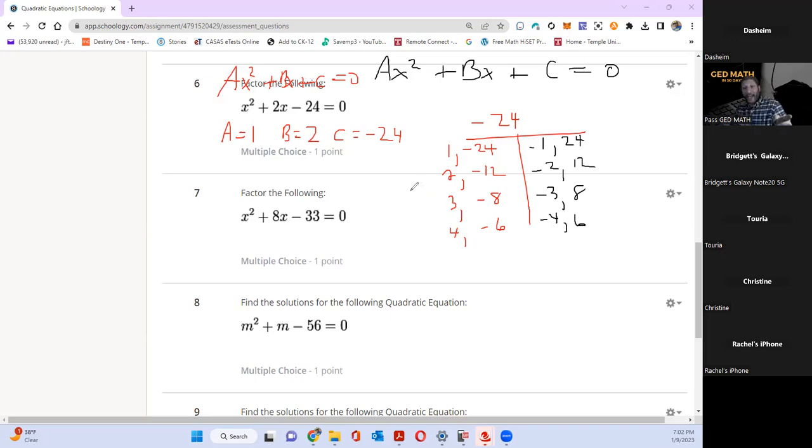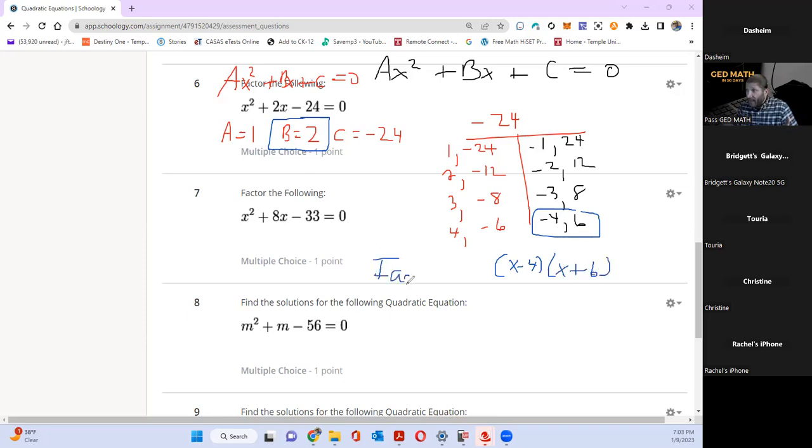Identify a, b, and c. If a is 1, find the factor pairs of c. Once you find the factor pairs of c, you want to find which pair, when you combine them, is going to give you 2. Negative 4 and 6. So you take that, and you are done. You're going to take exactly what you see, the variable x: x minus 4 times x plus 6.